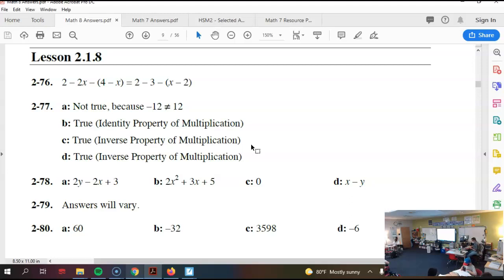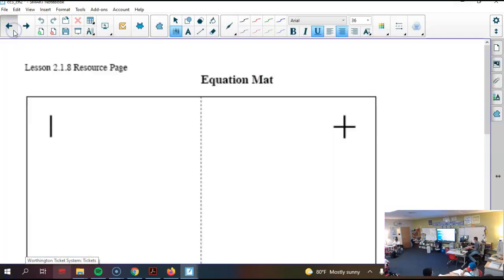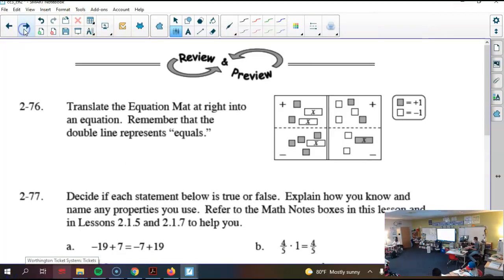All right, so let's look at 76 together, because I know some of us have done this, but some of us probably haven't yet. How do I get to 76? Hey, there it is.